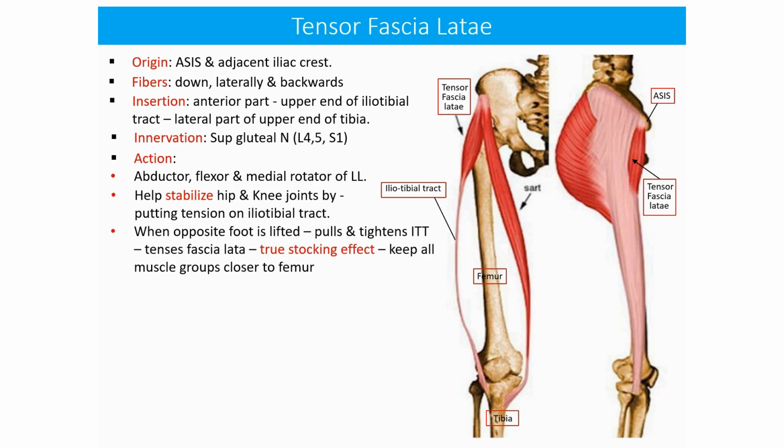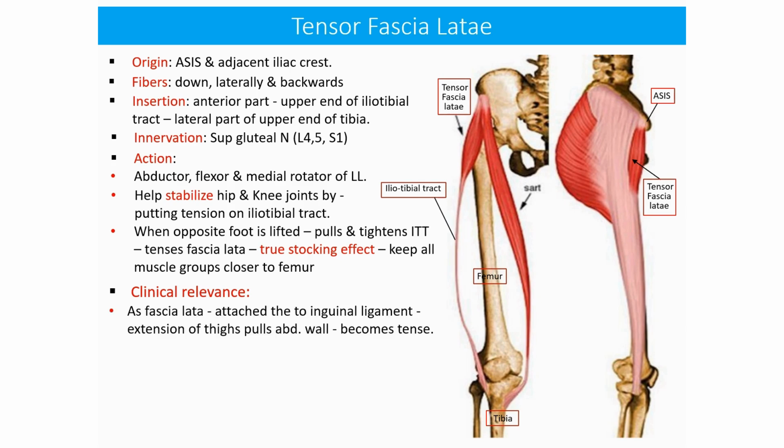When opposite foot is lifted, tensor fascia lati pulls and tightens the iliotibial tract. It also tenses fascia lata, thus producing a true stocking effect. This effect keeps all the muscle groups of the thigh close to the femur.